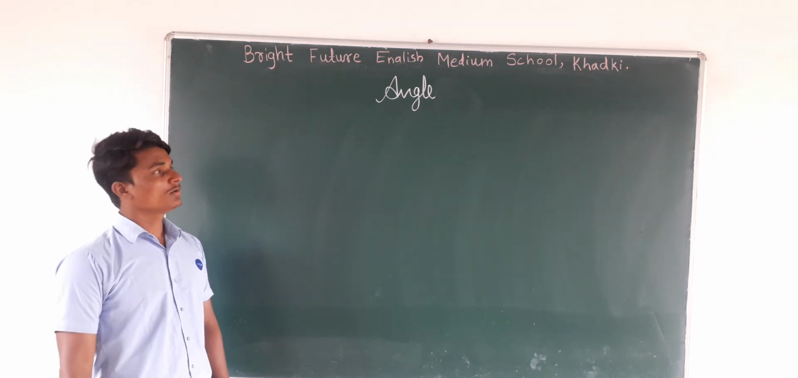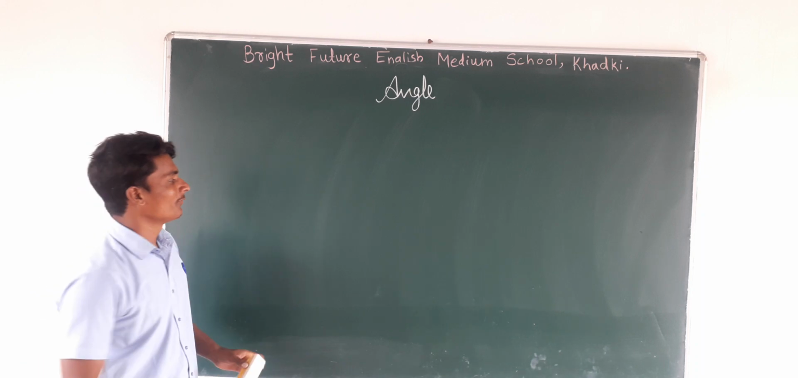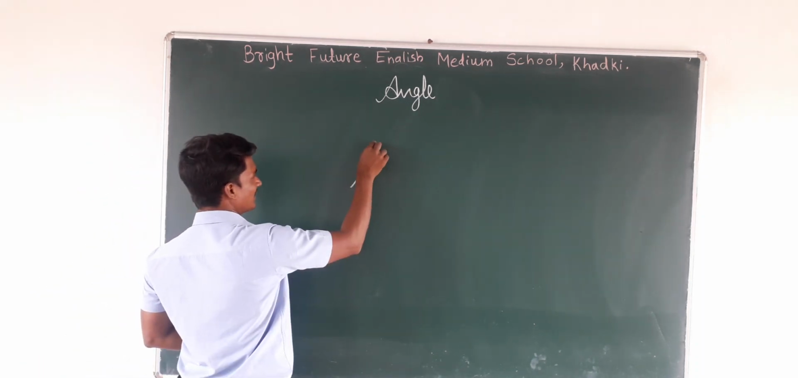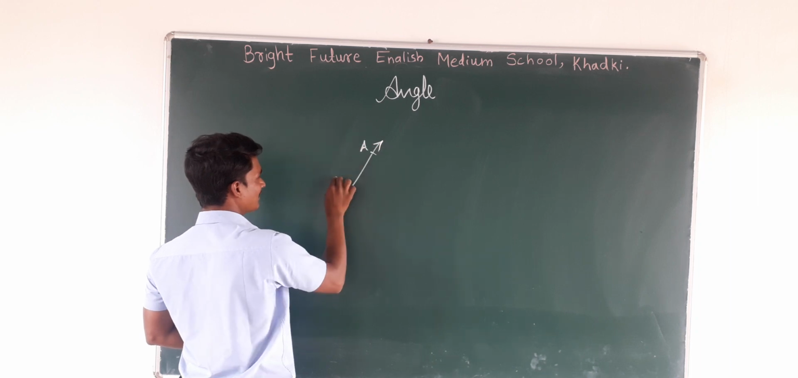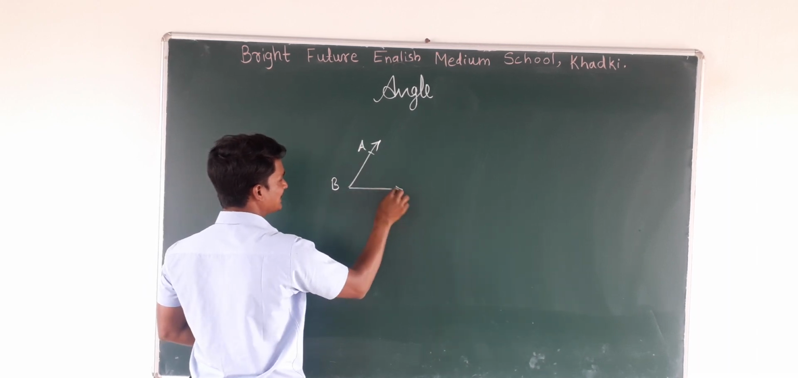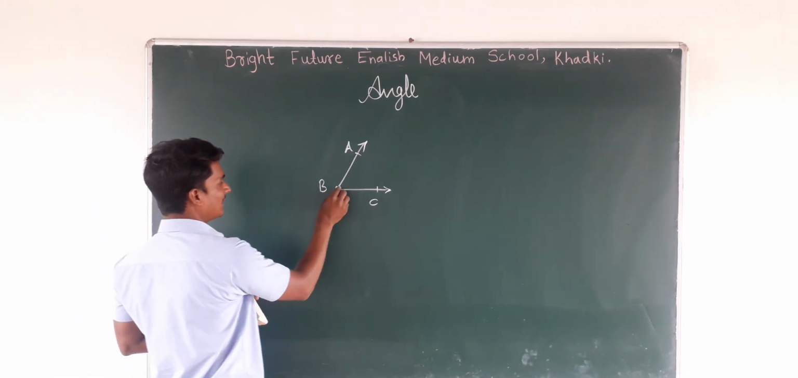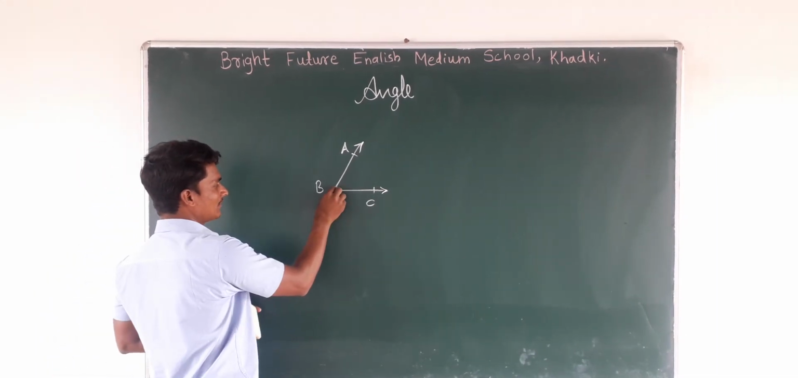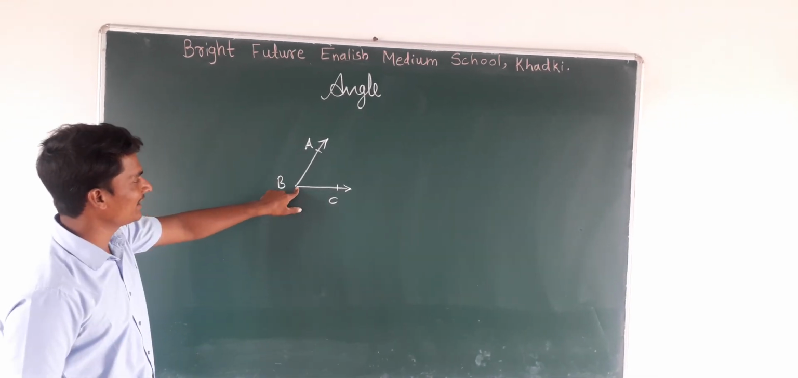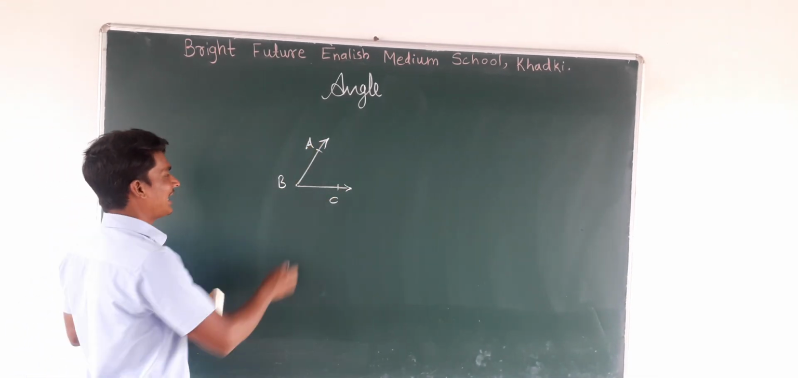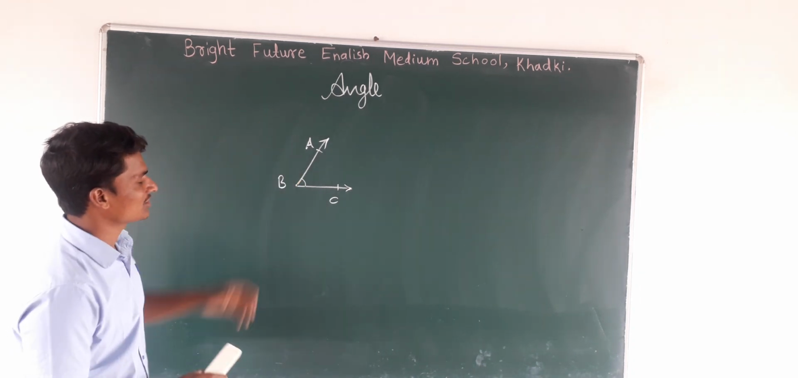Okay, so now we will study angles. So what is meant by an angle? Suppose ray AB and ray BC have a common point B, and they are joined at point B. These two rays make an angle. This makes an angle, so that is called an angle.